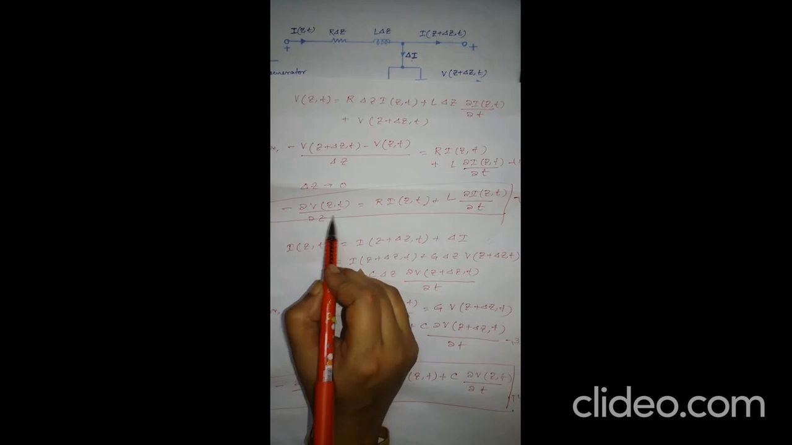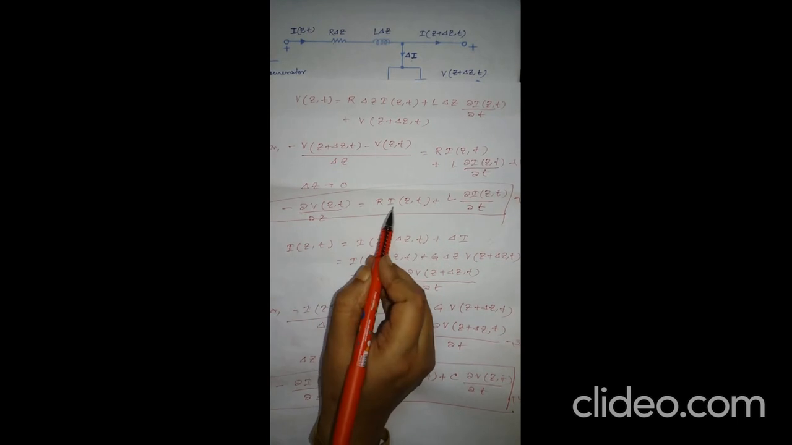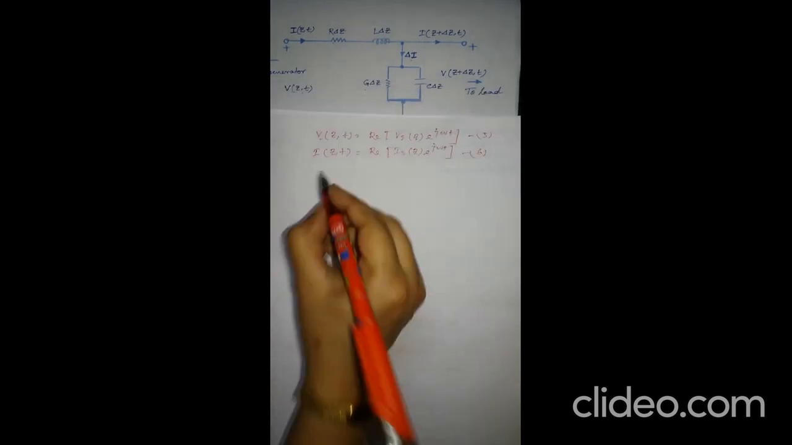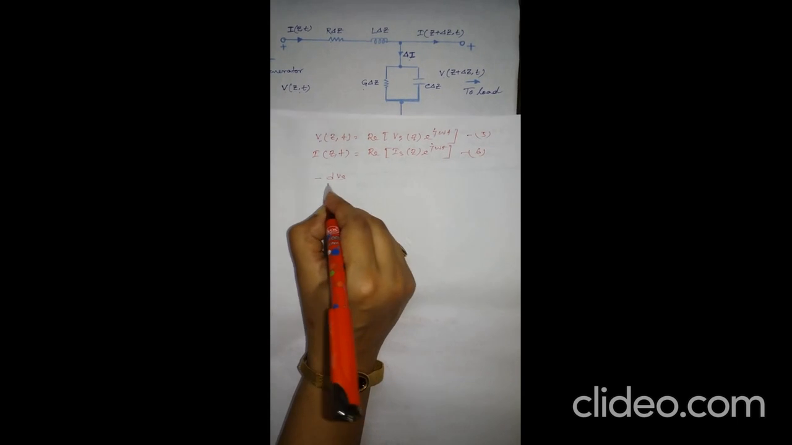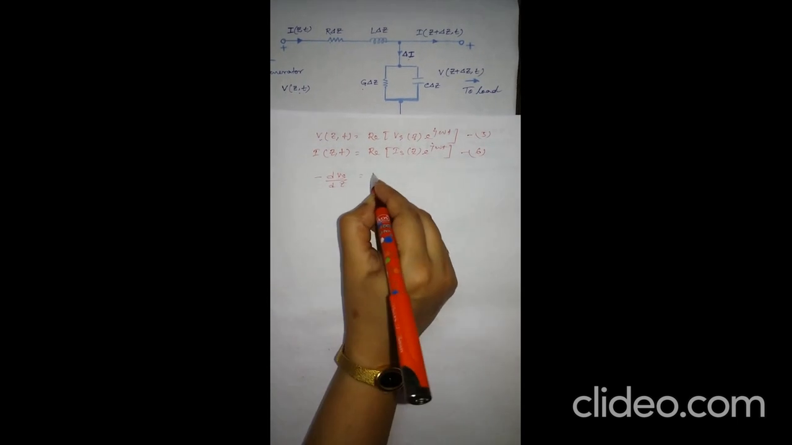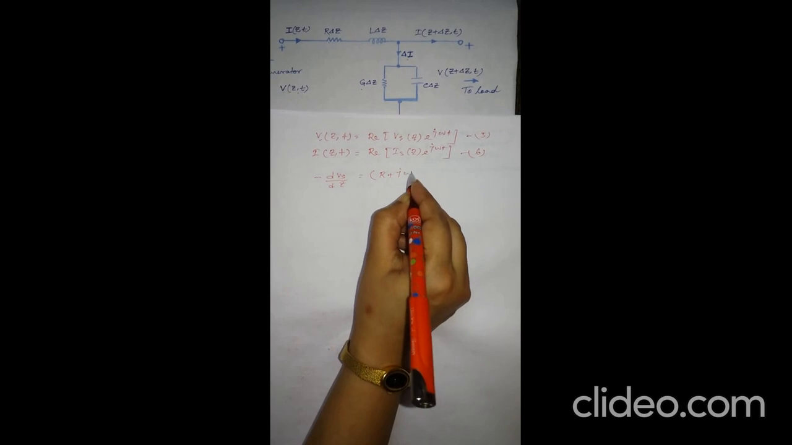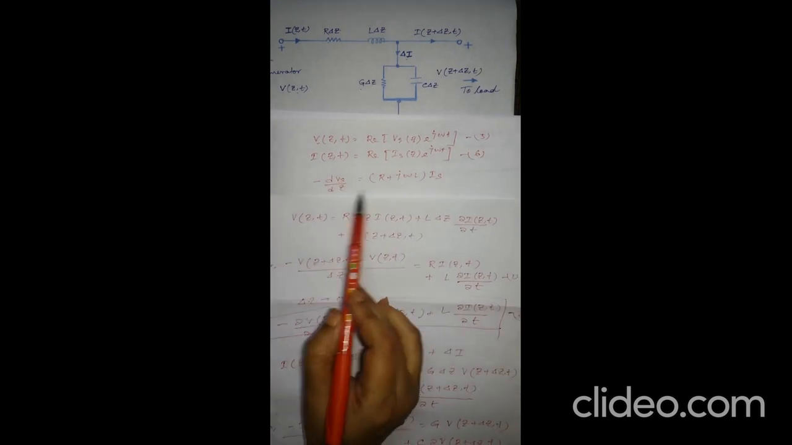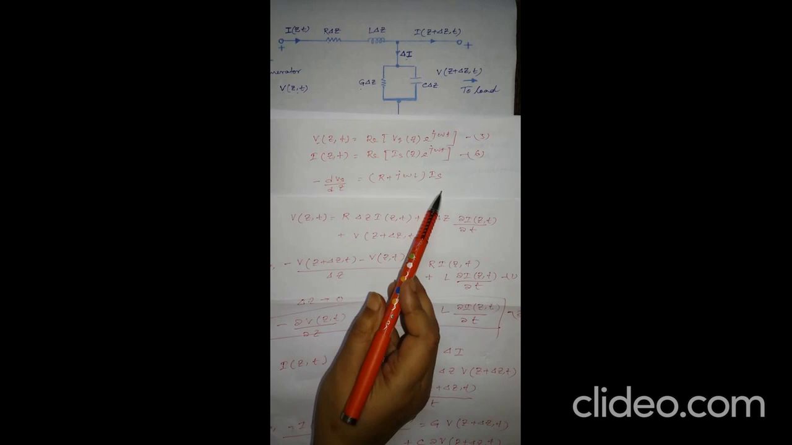So we can write, from equations 2 and 4, as I explained in the previous section, minus del V(z,t) by del Z equal to R I(z,t) plus L del I(z,t) by del t. So we can write minus dVs by dz equal to (R plus j omega L) Is.